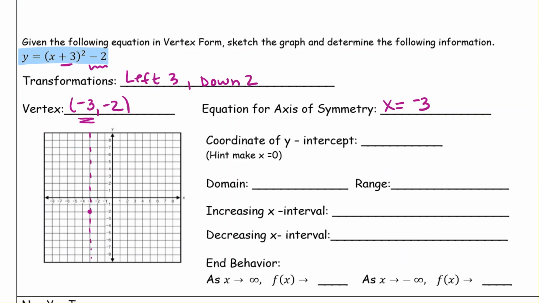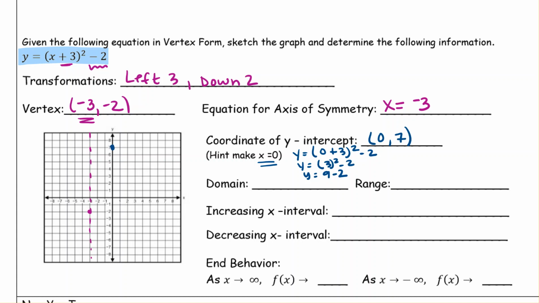To find the y-intercept, we give you a hint here. It says make x equal 0. So I'm going to go to my quadratic, which says x plus 3 squared minus 2, and do 0 plus 3 squared minus 2. 0 plus 3 is 3, squared is 9, and 9 minus 2 is 7. So my y-intercept is at 0, 7. I'm going to plot the point 0, 7.